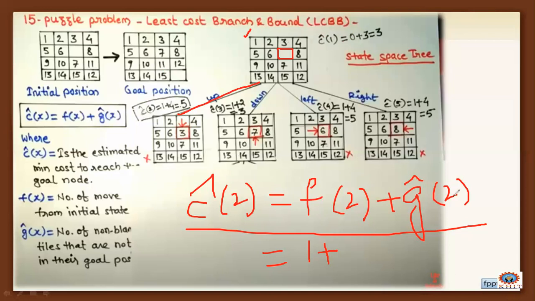How to find the G cap of 2 value? It is the number of non-blank tiles that are not there in the goal position. Now compare this one with the goal position one. How many changes are made? You will calculate now. In the first position, how many possibilities are there?